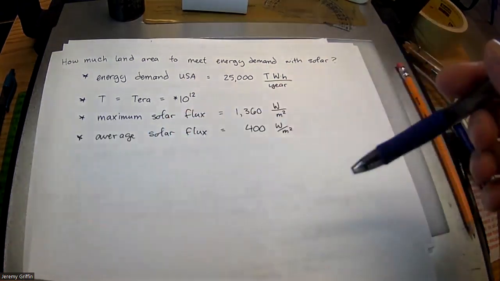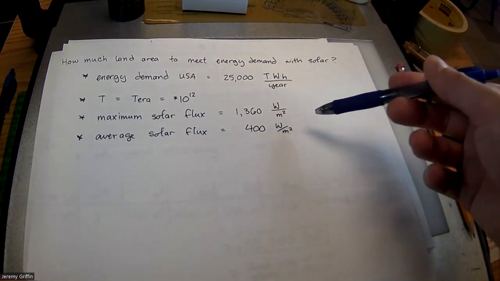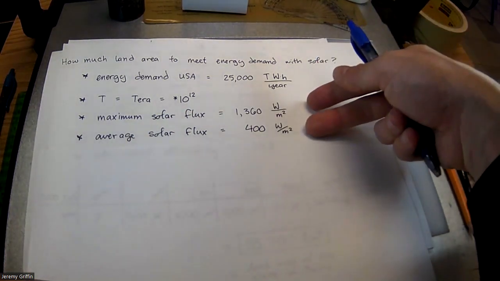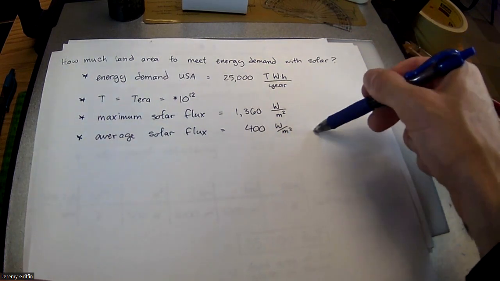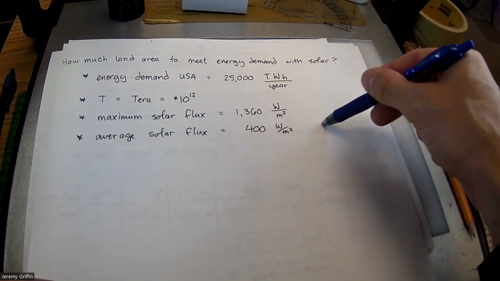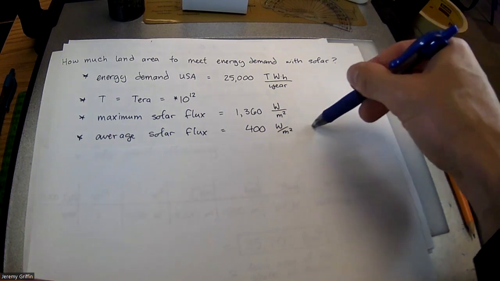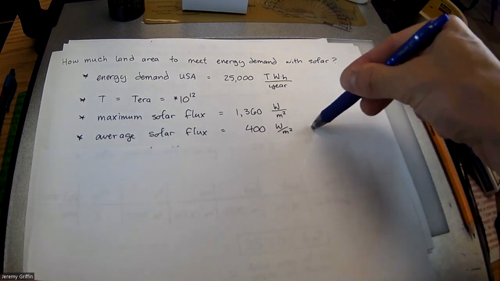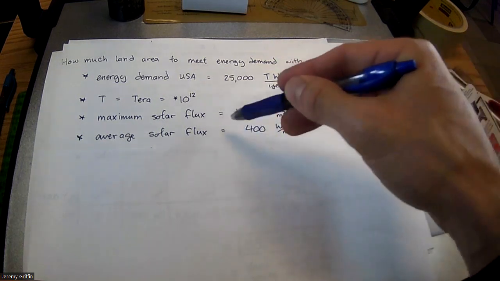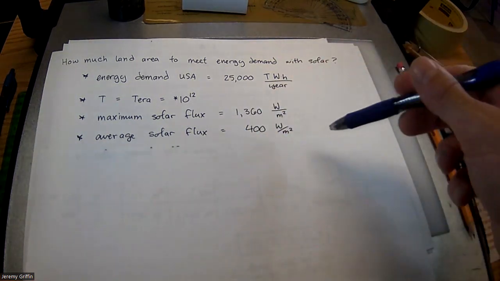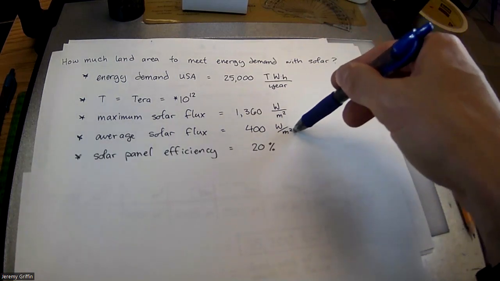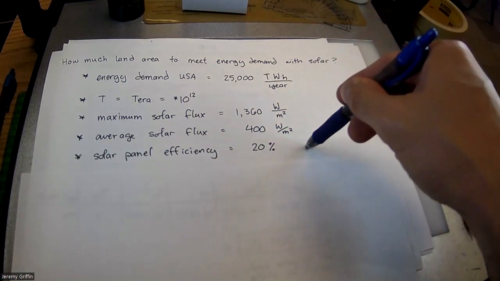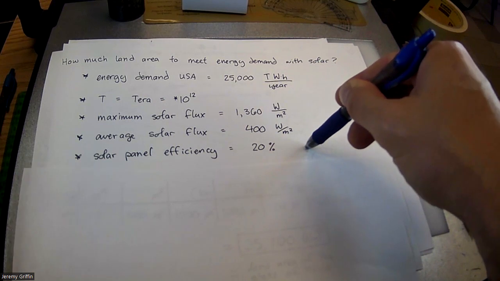I gave you guys, well, how bright is the sun shining? Actually, I gave you guys two numbers for how bright the sun is shining: a maximum flux and an average flux. Which of those numbers do you think you actually use to solve this problem? Maximum or average? Average, because sometimes it's day, sometimes it's night, sometimes it's sunny, sometimes it's cloudy. And this average number sort of encompasses all those situations, right? So we don't care about the max, we care about the average. And I gave you guys one more detail, which is solar panel efficiency.